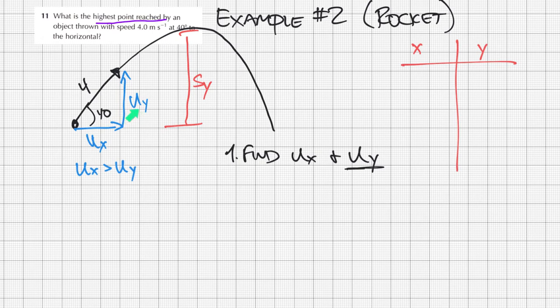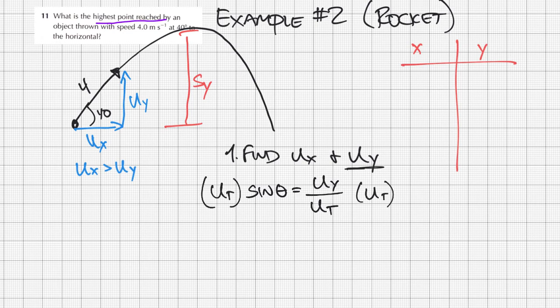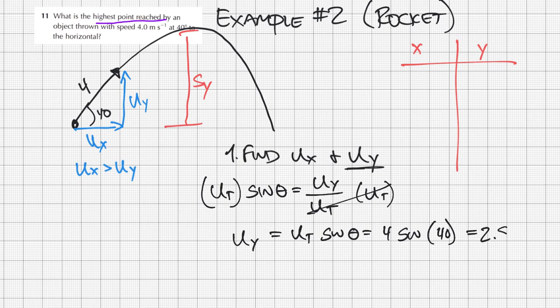This is the opposite side of my angle. This is my hypotenuse. So I'm going to use the sine of theta equals initial velocity in the Y over my initial velocity total. I'm going to solve for initial velocity in the Y, so I'm going to multiply each side by the total velocity. Gets those away, and we're left with initial velocity in the Y equals my total velocity times the sine of theta. That's going to be 4 times the sine of 40. And that answer is going to be 2.57 meters per second. All right, so that's my initial velocity in the Y.